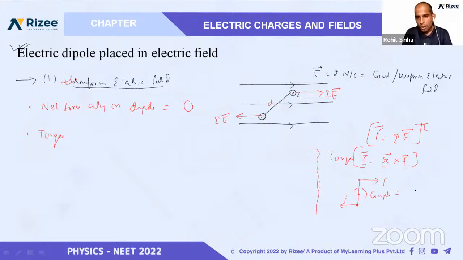A couple of force is defined as force into the perpendicular distance between the forces, and we call it a couple, and this is called torque. Torque of two equal and opposite forces is called a couple.